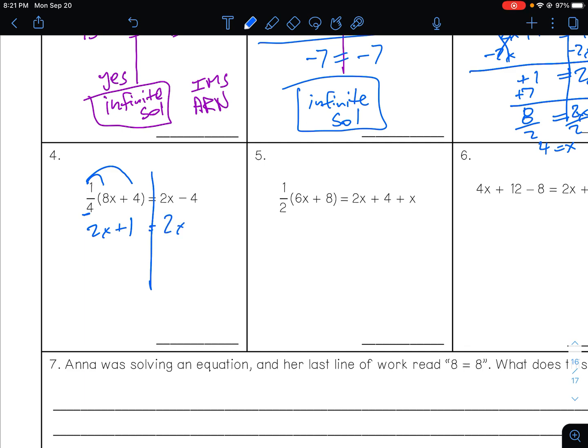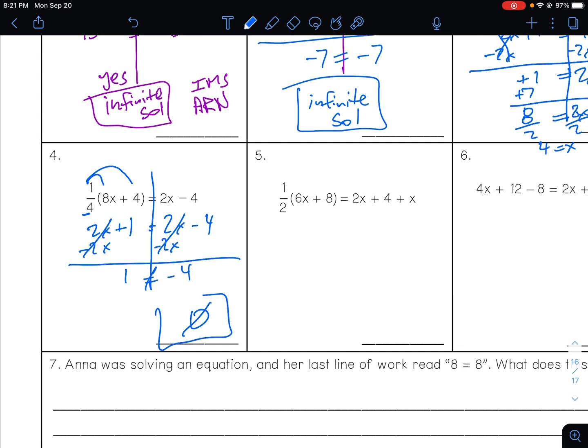equals 2x minus 4. Ooh, you can even tell from this point what kind of solution you're going to have. Let's get rid of the variables. So I'm going to subtract 2x from both sides. That cancels, and 2x minus 2x is nothing, so you end up with 1 equals negative 4. Is that a true statement? It is not. It is not a true statement, so we are going to say no solution.